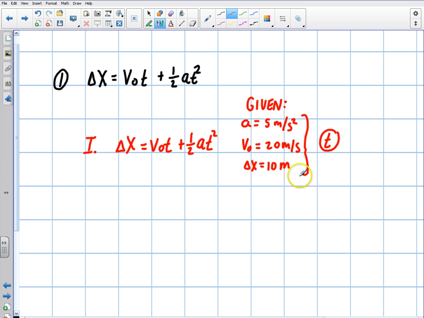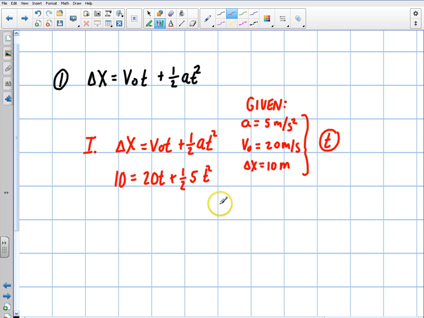Well, I'm going to fill in these variables. My displacement is my delta x, let's say that's 10. My v initial is 20 times t, plus 1/2 times 5 t squared.